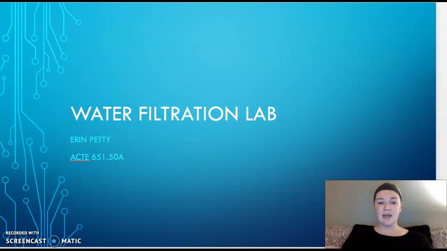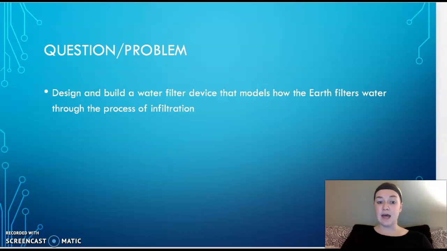Hi, my name's Erin Petty, and this is my water filtration lab. The question or problem for this lab was to design and build a water filter device that models how the earth filters water through the process of infiltration.